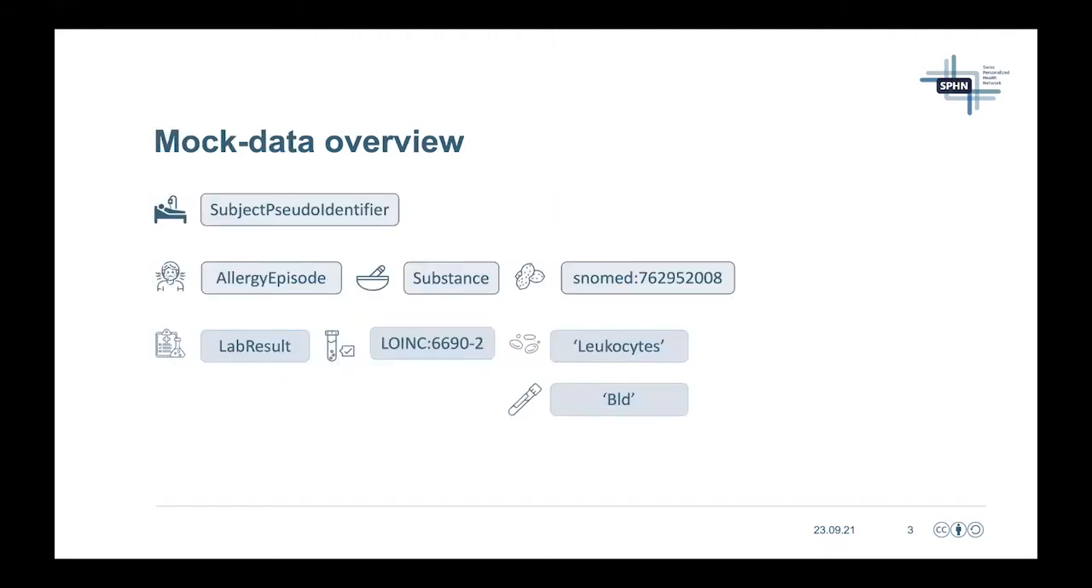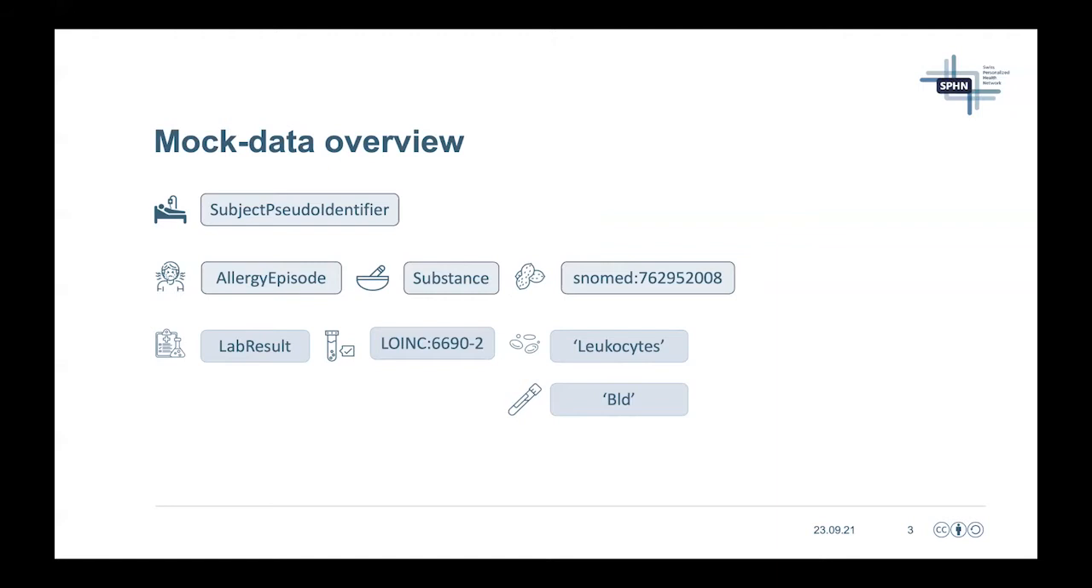So let me give you a short overview of the mock data. It's centered around the patients. For this, we have subject pseudo identifier IDs, and unfortunately, all of these patients have had an allergy episode to a specific substance, such as, for example, peanuts. For these substances, we're going to be using SNOMED CT to encode them. So using SNOMED CT will allow us further down the road to do some nice type of inferencing.